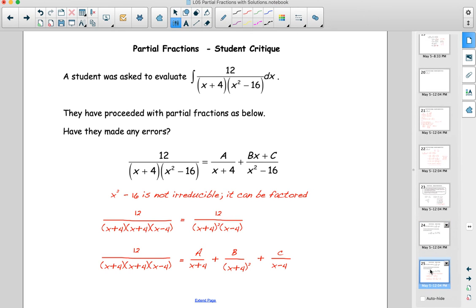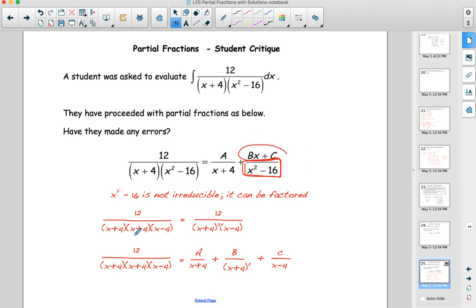All right, taking this one up. The mistake the student has made is bx plus c over x squared minus 16. You only do that if this isn't irreducible. But it turns out that x squared minus 16 is factorable, so the student has made a mistake. They cannot do it this way.